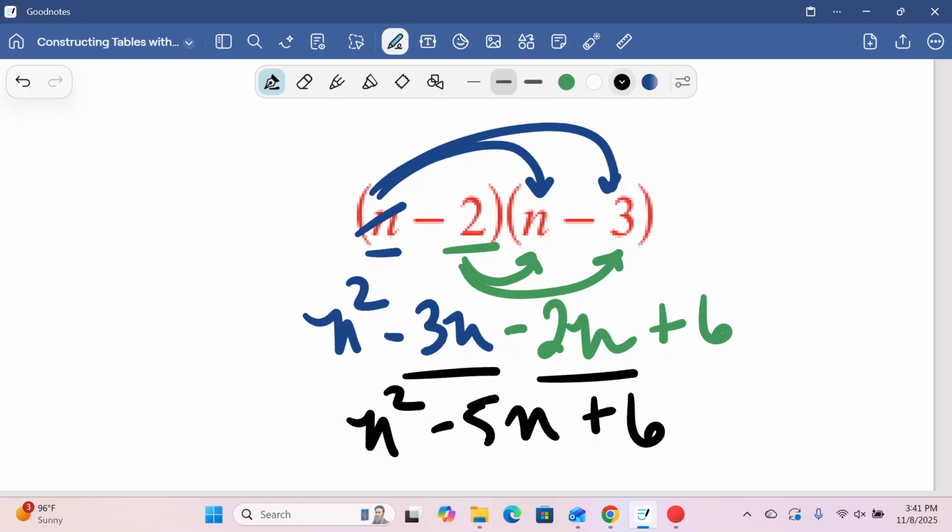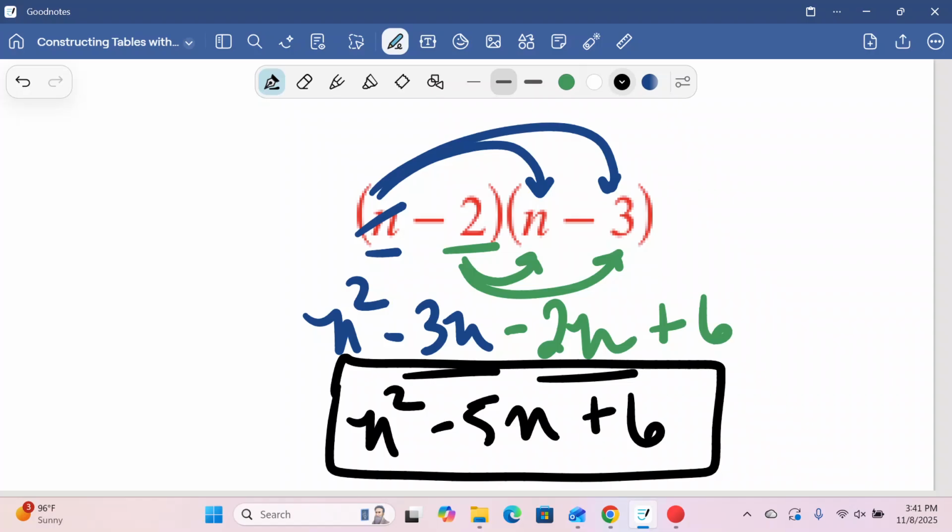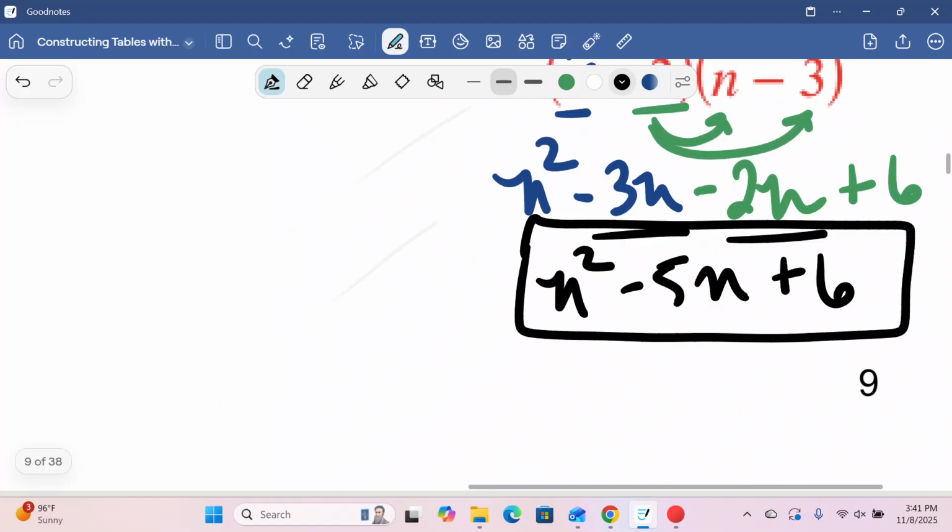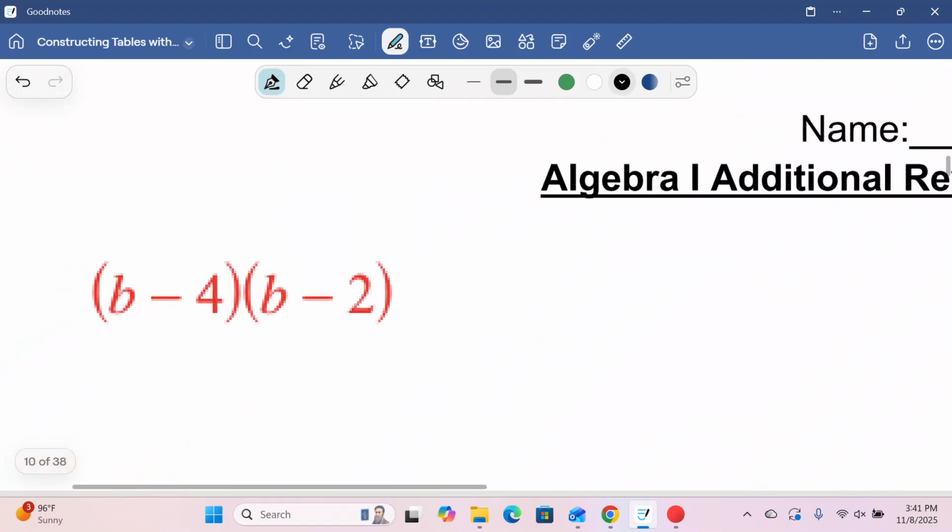Because -3 minus 2 is -5. And if you don't believe me, go ahead and put it into the decimals and it will give you the right thing. So that is my simplified quadratic, n squared minus 5n +6. Let's do a couple more.